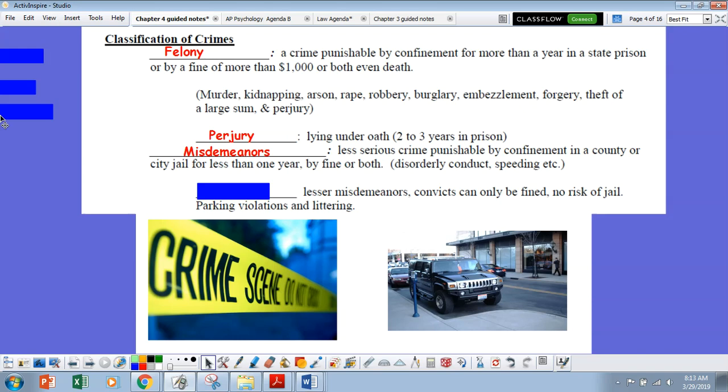So things like disorderly conduct, speeding could be within that. An infraction is a lesser misdemeanor. Convicts can be only fined. There's no risk of jail. So like if you weren't putting money in a parking meter, or if you were parking illegally, that would be an infraction. Littering, things that are somewhat minor. And typically when you have an infraction, if a person is brought before the courts, normally they wouldn't necessarily need an attorney in a situation like that.